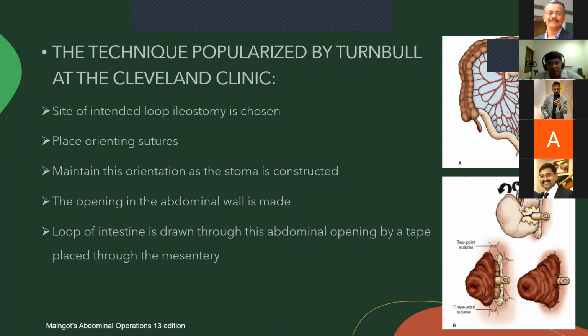where the site of intended loop ileostomy is chosen and orientating sutures are placed. So this proximal limb can be taken as 2 knots and the distal limb taken as 1 knot, or vice versa. But we have to remember that, and then maintain that orientation during the entire course of preparation of the stoma. The opening in the abdominal wall is made. The loop of intestine is drawn through this abdominal opening by a tape placed through the mesenteric rent that we created in between.